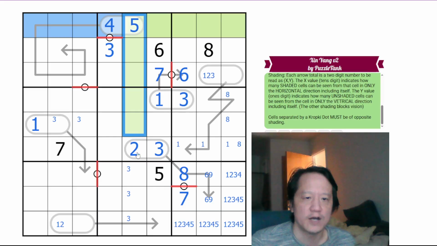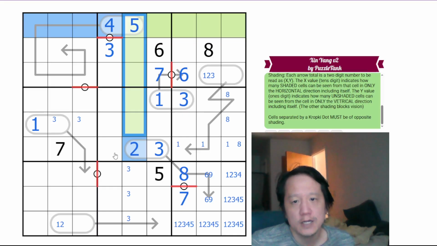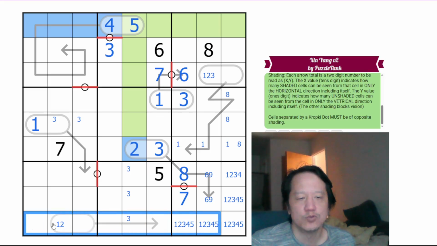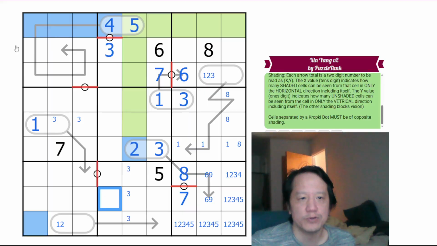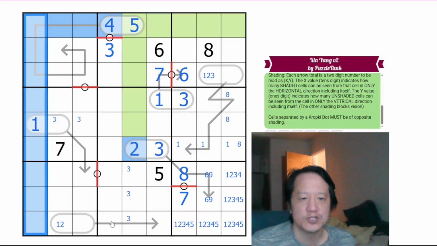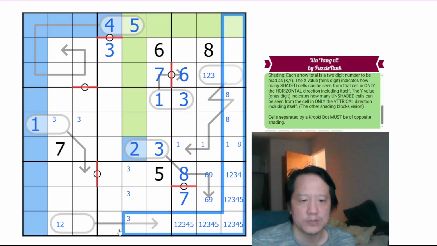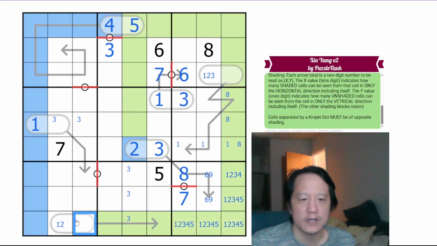So this sees 5, therefore this would be blue here, because we only see 5 in the vertical direction, and then the change of shading blocks vision. This must see some change here, and it's 1 or 2. So this has to be blue going this way. And then we have a change of shading here to green, which means all of these are green up to here. And it must include up to there.